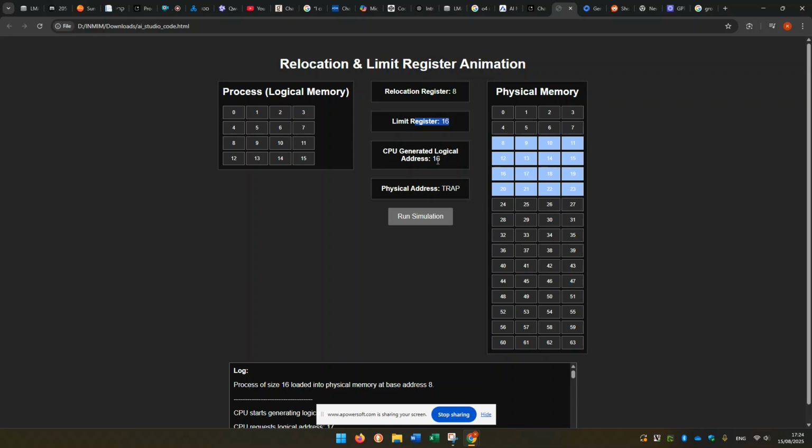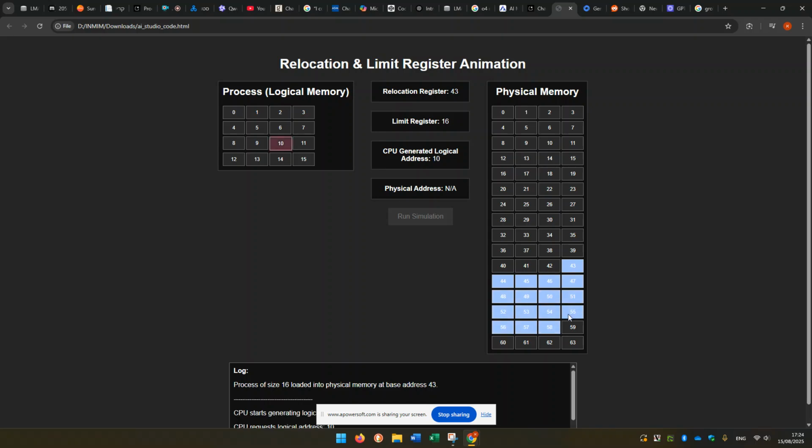And if the CPU generates a logical address that is out of it, namely out of this logical memory, we will understand that something wrong happened, and part of the protection of using relocation and limit registers is that it will understand that there is a problem and we won't get to this address. So let's do another animation. Now it will take another place.